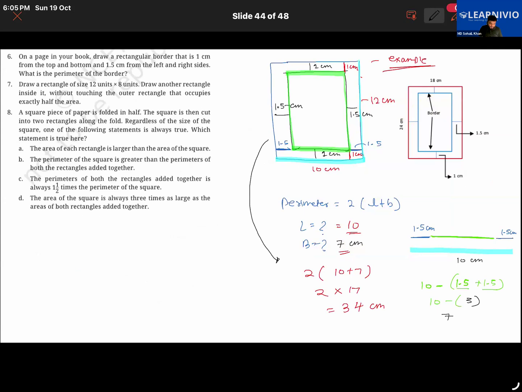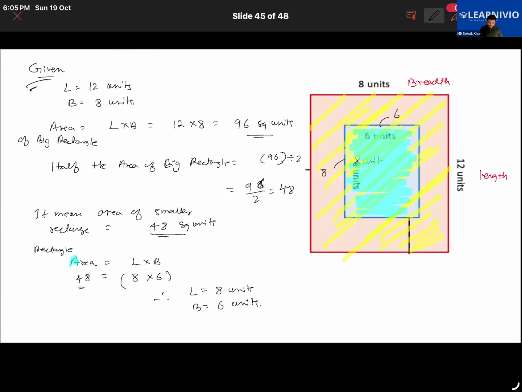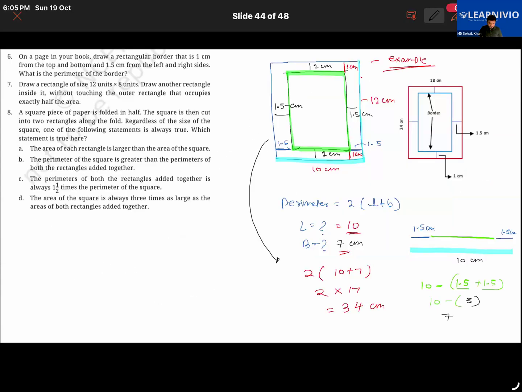Now, question number 8 says that a square piece of paper is folded in half. The square is then cut into two rectangles along the fold. Regardless of the size of the square, one of the following statements is always true. Which statement is true here? First of all, let's make a diagram for that question.